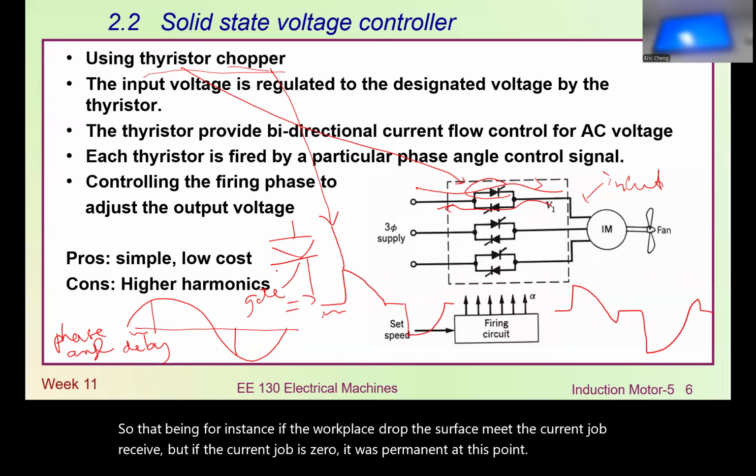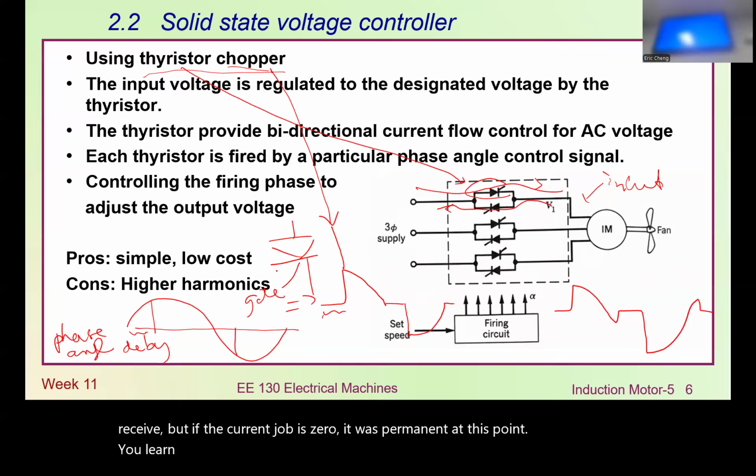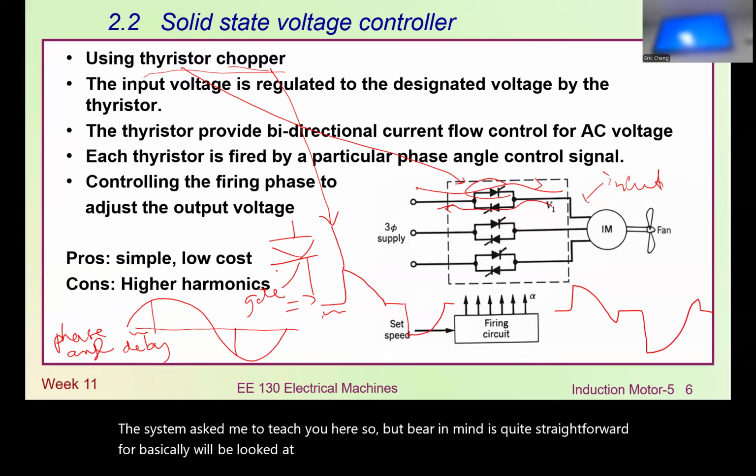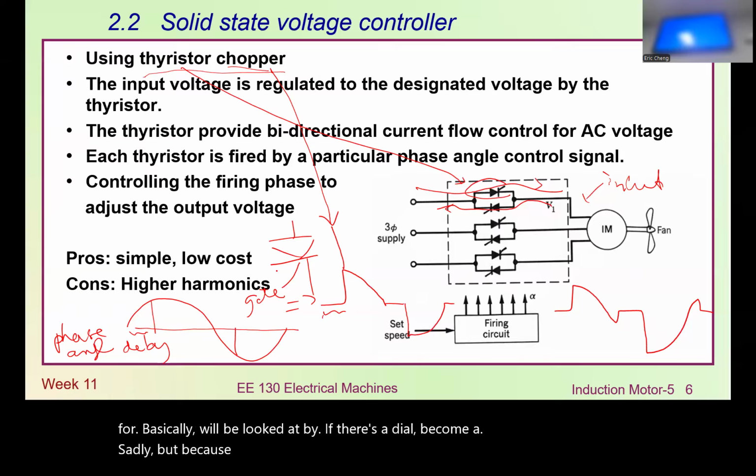You will learn more detail about this power electronic device when you take my class in power electronics. Sorry about that, the system asked me to teach you here. But bear in mind, it's quite straightforward. A thyristor is basically like a diode. With a diode, we get a full sine wave. But with the thyristor, we trigger it, we send a firing pulse here, and then it only conducts from that point.